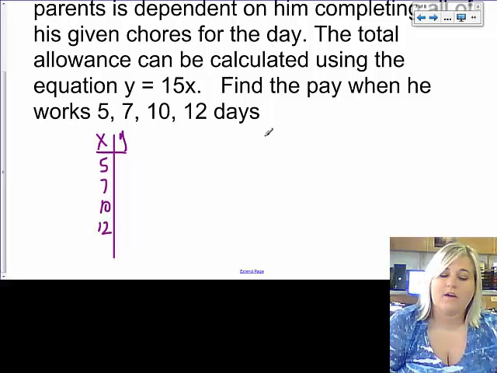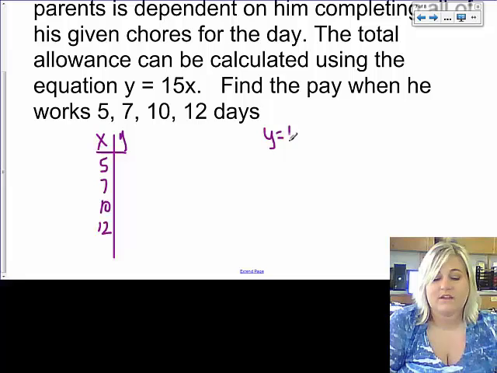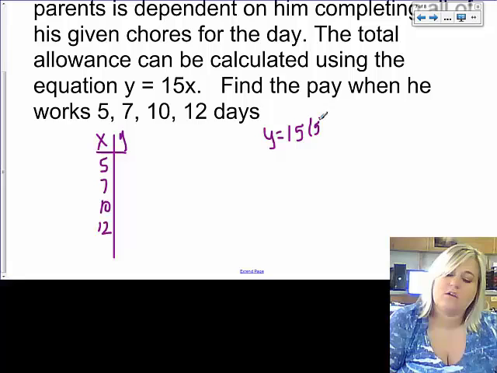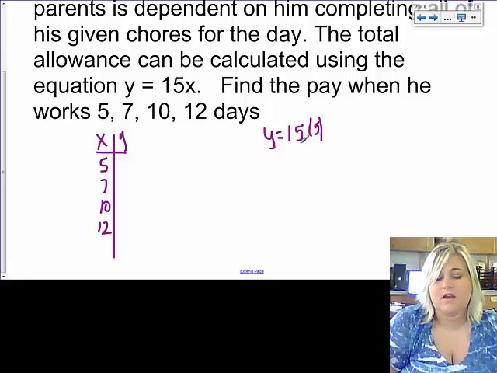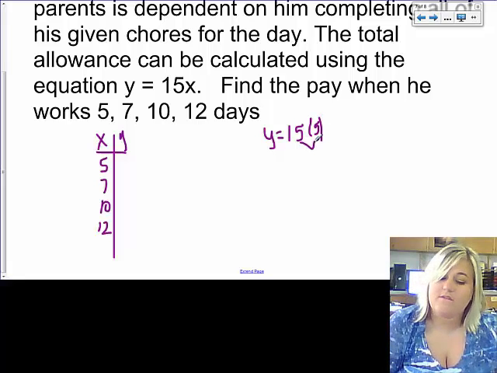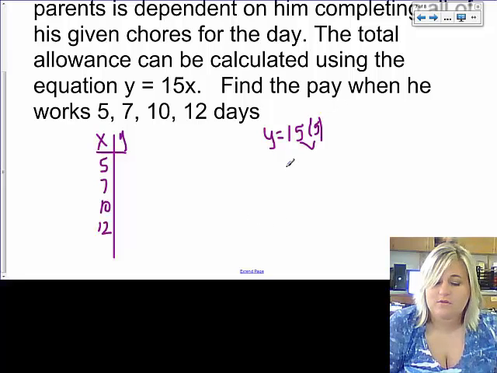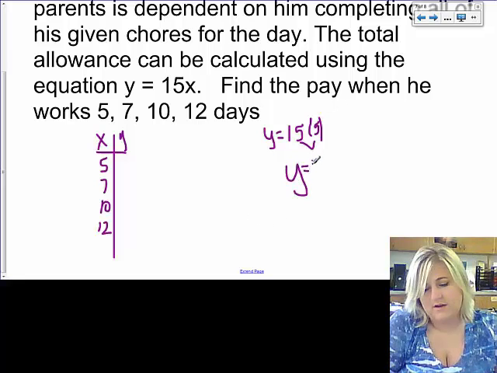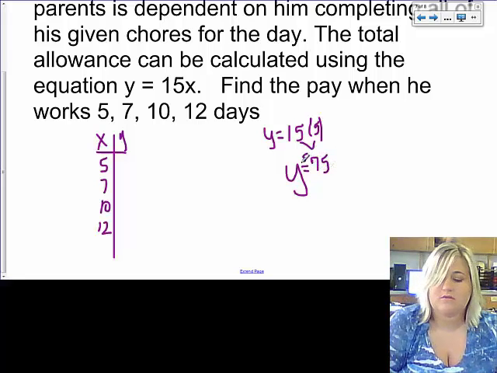So all we have to do is say y equals 15, and instead of x, we're going to put that first value, which is 5. So all I'm doing here is multiplying, and I have 15 times 5, which is going to give me 75. So he will get paid $75 if he works 5 days.